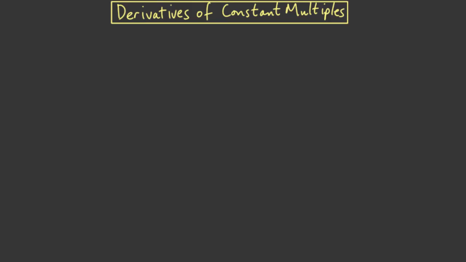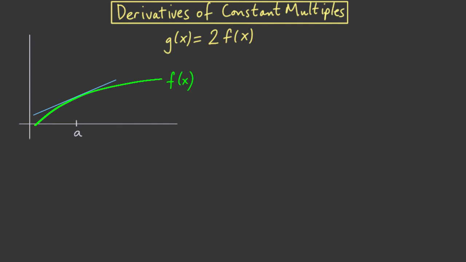All right, we want to think about what happens when we take a function f of x and we multiply it by 2 to get a new function which we're calling g of x. So let's say that this is the graph of f of x, and I've drawn the tangent line here at a point x equals a.